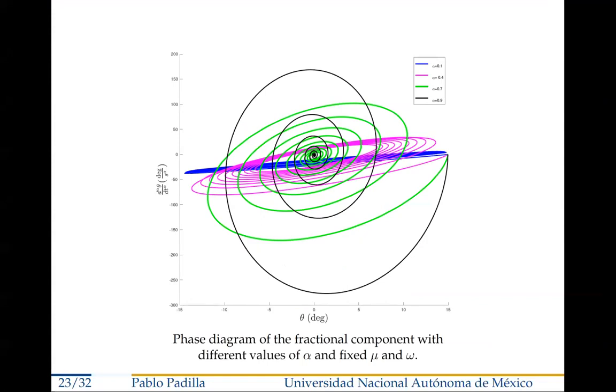We think that it will be interesting to visualize these phase planes in 3D as a part of a surface, let's say, and try to understand what happens with the variation of alpha, mu, and omega.